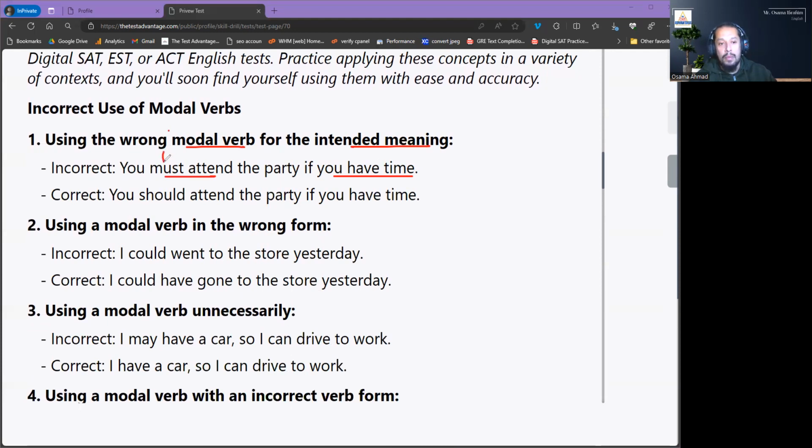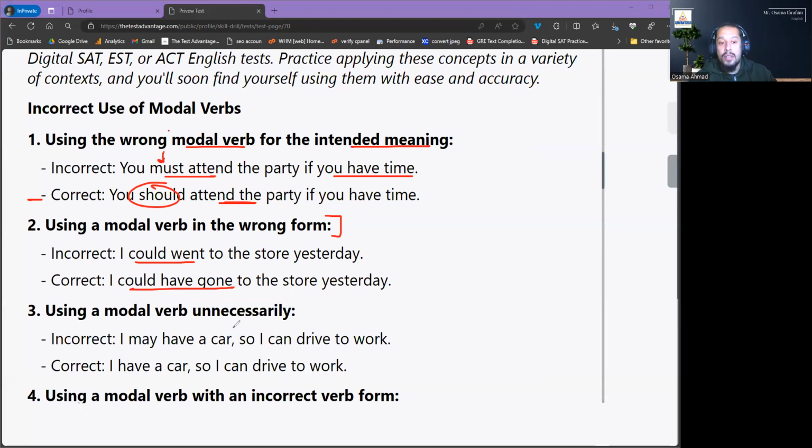No, must is an obligation, something that you cannot say no to. You should attend the party. So notice the difference in meaning. Using a modal verb in the wrong form. I could went. No, I could have gone.